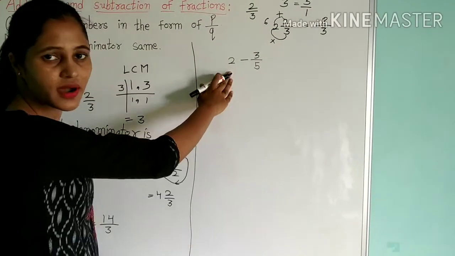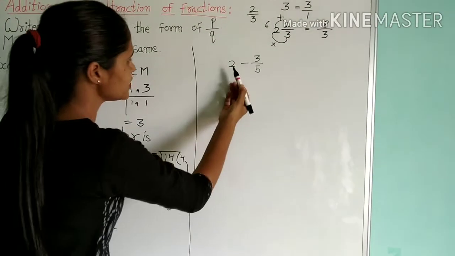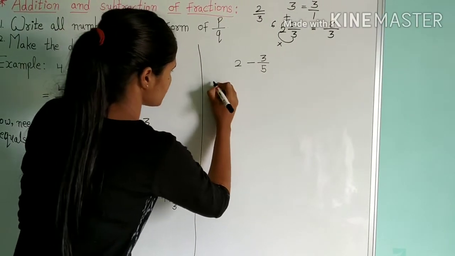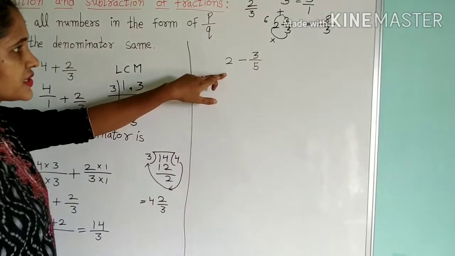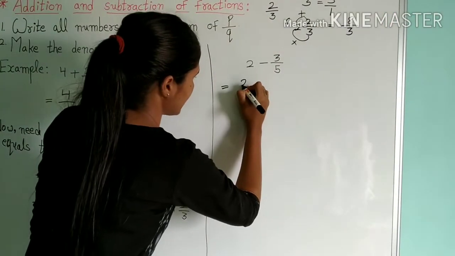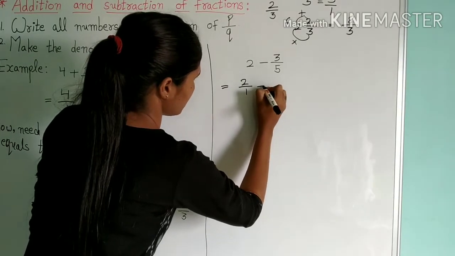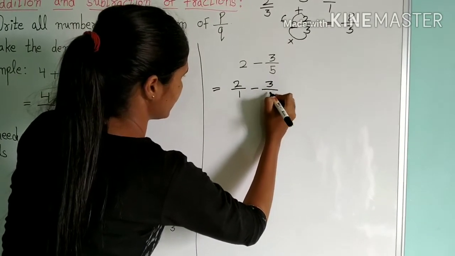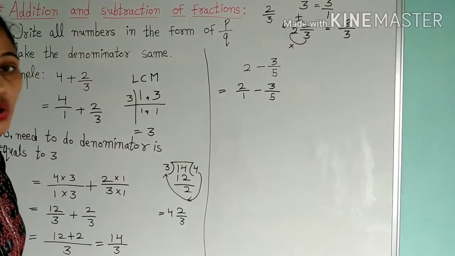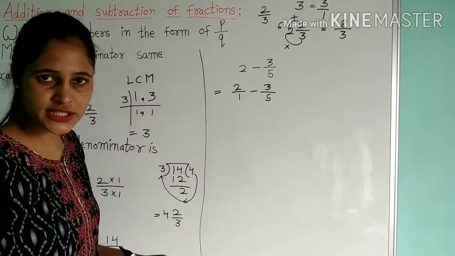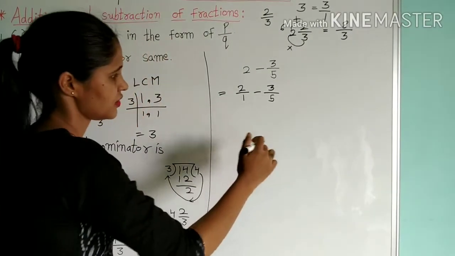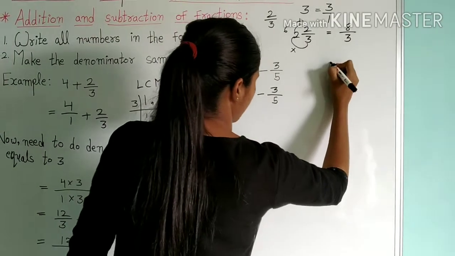Now we will solve another example. Another example is 2 minus 3 by 5. So see, here a whole number is given, so we will convert it to P by Q form. We write it as 2 by 1. Then the minus sign as it is. Now see, here 1 and 5 are given, so our denominators are not same. So we will make our denominators same. First we will do the LCM.